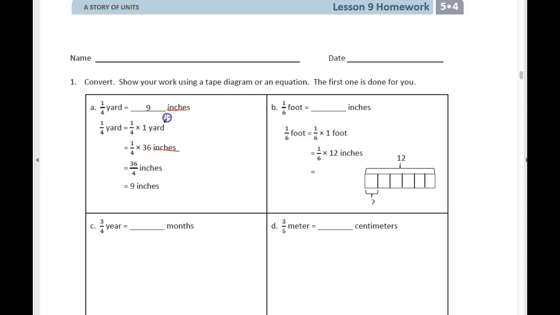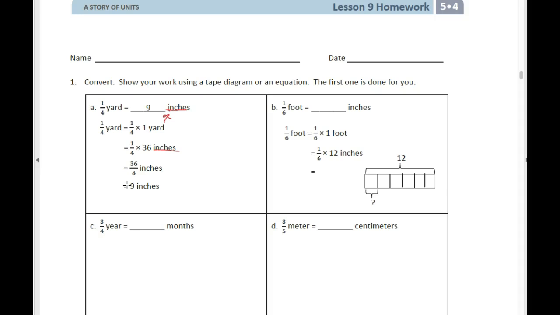And so we would know 1/4 times 1 is 1/4, right? But we're going from the yard to the inches. That's why we have to change it. And now if we say 1 times 36, we get 36 over 4. 4 goes into 36, because remember, reading it as a division problem upside down, 36 divided by 4 happens to be 9.